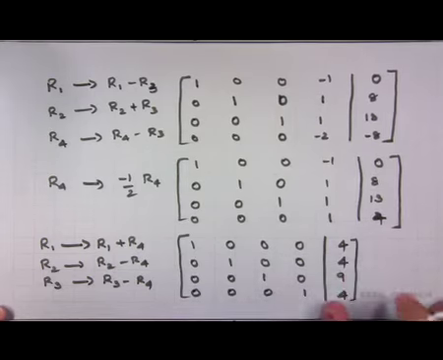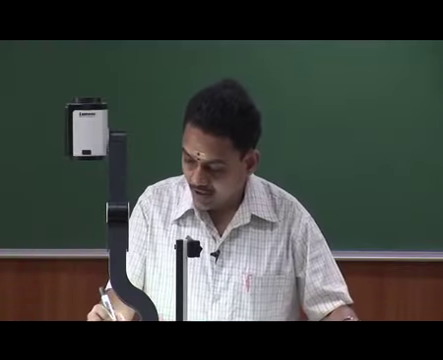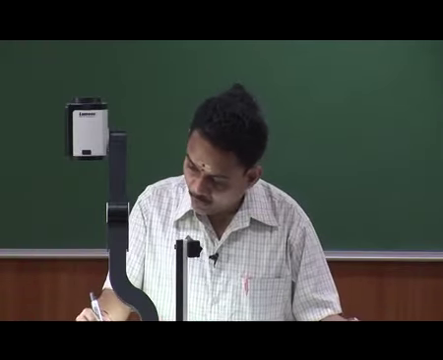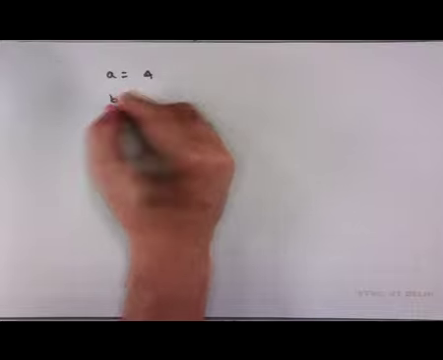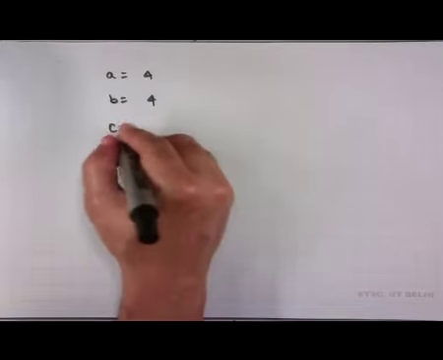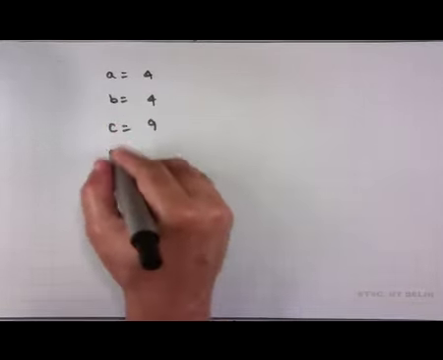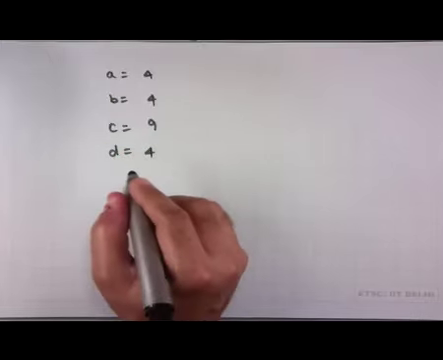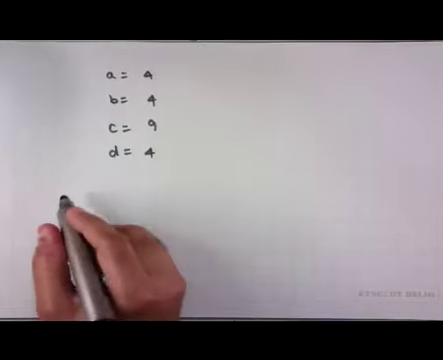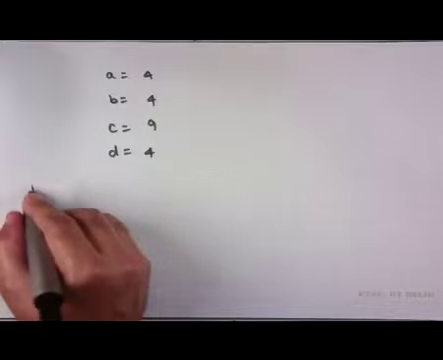Thus, the solutions that we have are the following: A equal to 4, B equal to 4, C equal to 9, and D is 4. This is the solution. Now, let us do the second problem.